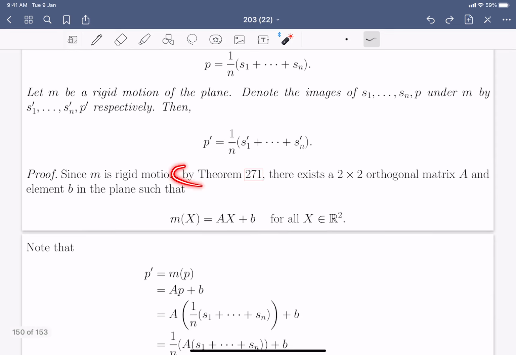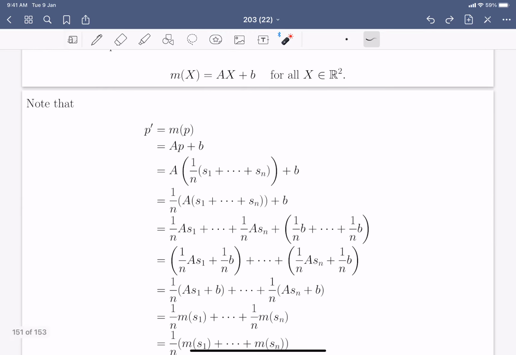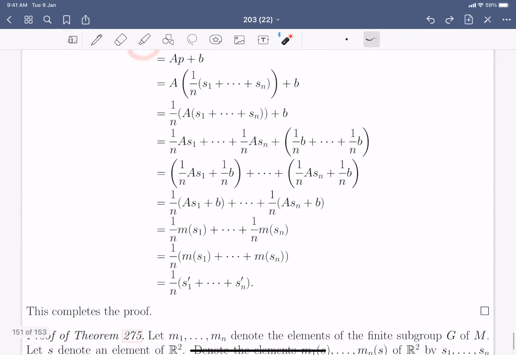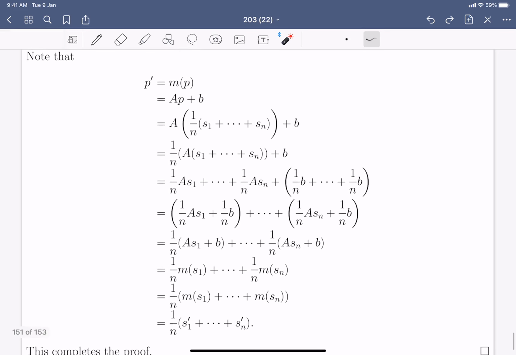So we use the theorem that you have just established: if you start with a rigid motion, then it is of the shape m(x) = Ax + b for some 2 by 2 orthogonal matrix A. From that it immediately follows that P' is equal to the center of gravity of the points S1' till Sn'. So how does it follow?